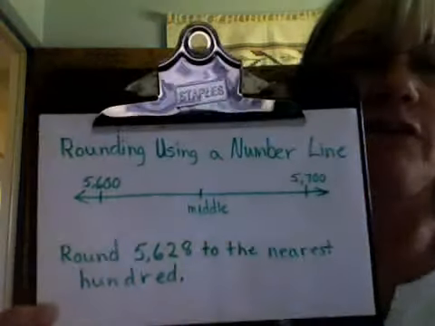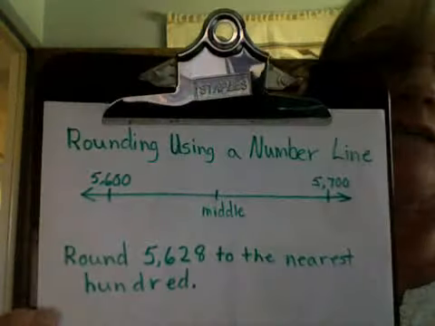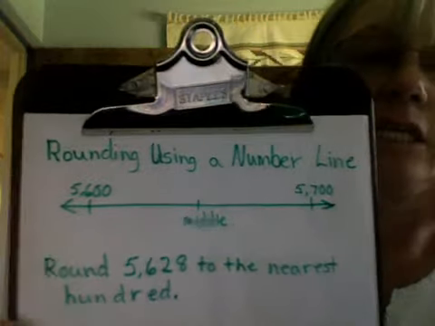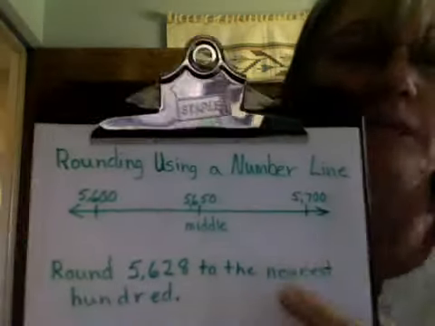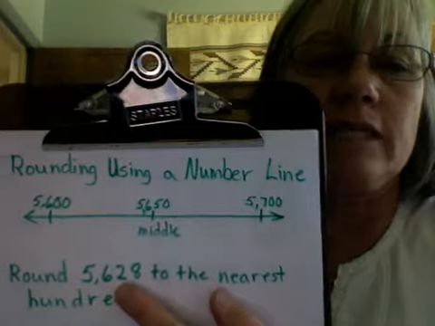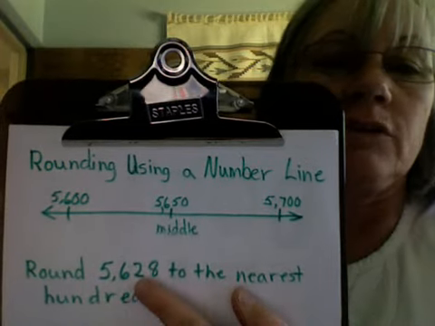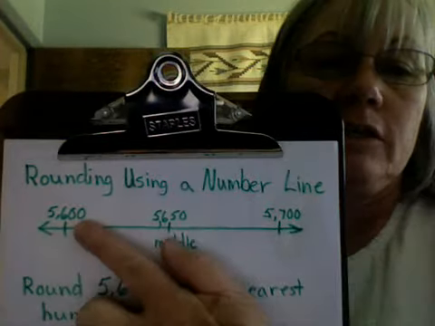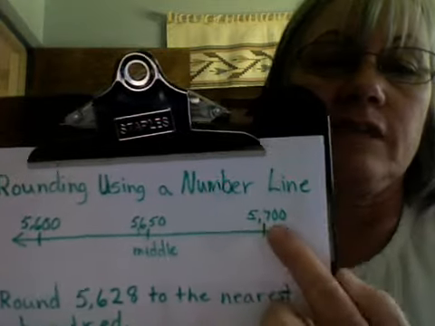I'm guessing that you've already figured out what the exact middle is between those two numbers. It's 5,650. Now we've got our two ends and our middle. It's time to put 5,628 into the right place on the number line. Is it closer to 5,600 or is it closer to 5,700?